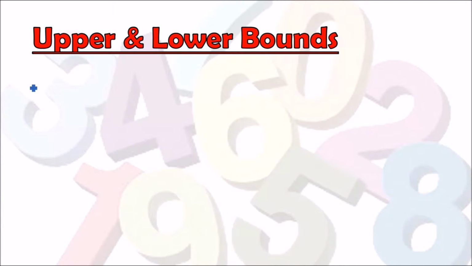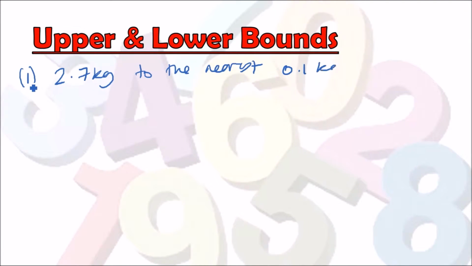Suppose that the mass of, let's say, a cake is given to be 2.7 kilograms, some nice delicious chocolate cake that you might go for on your birthday, to the nearest 0.1 kilograms. Not so bad. Hence, we might need to find the interval, i.e. the upper and lower bound.